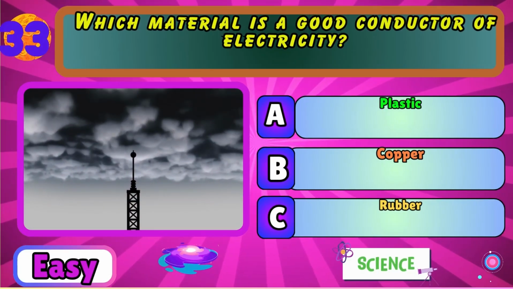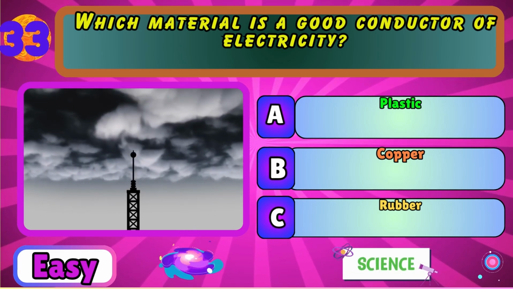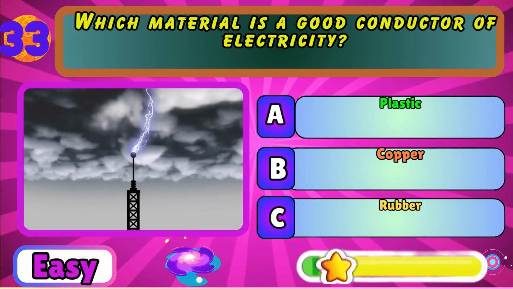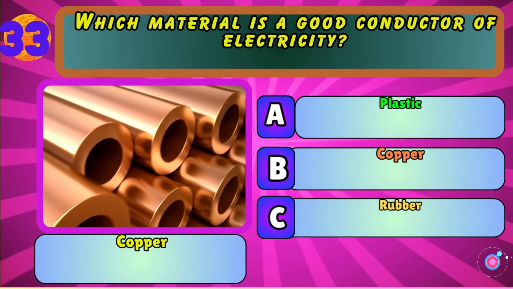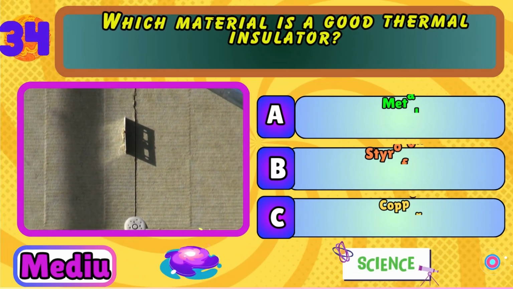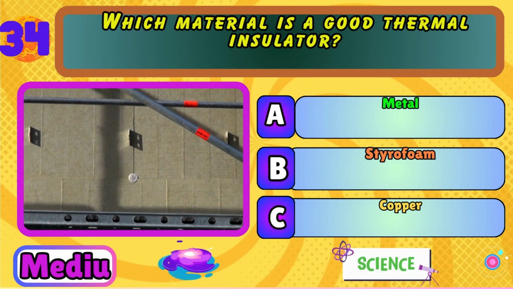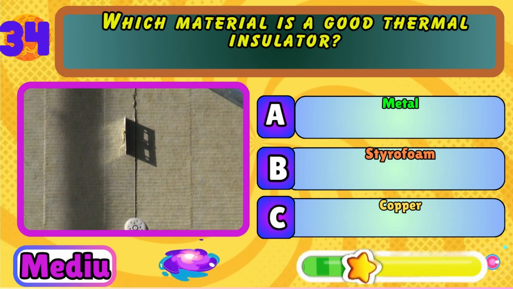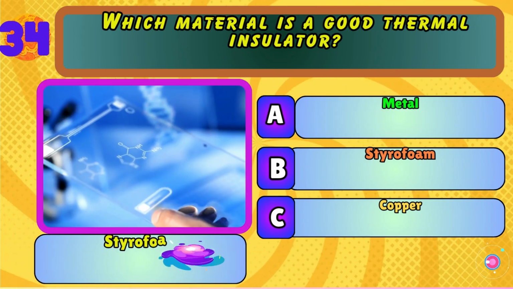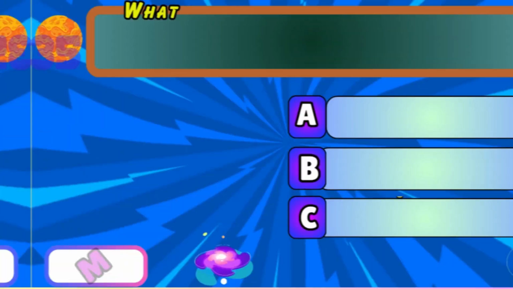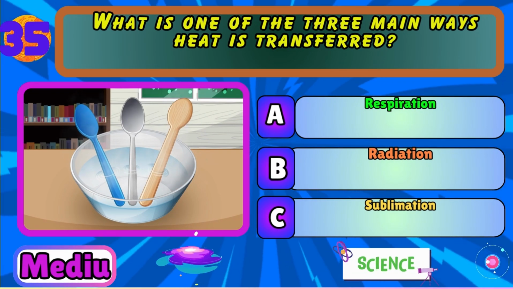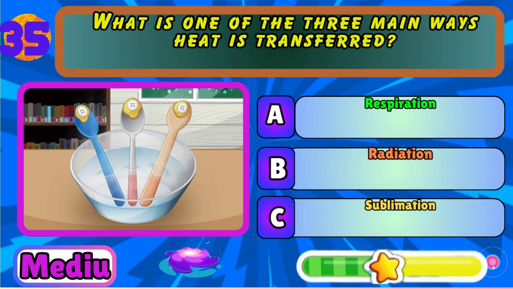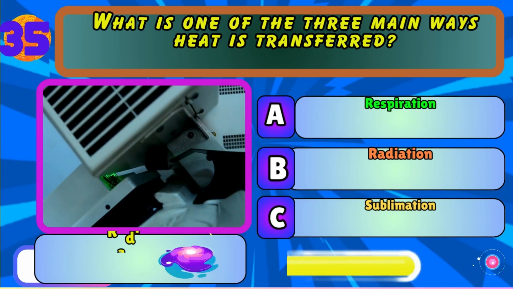Which material is a good conductor of electricity? Plastic, copper, or rubber? Copper. Which material is a good thermal insulator? Metal, styrofoam, or copper? Styrofoam. What is one of the three main ways heat is transferred? Respiration, radiation, or sublimation? Radiation.